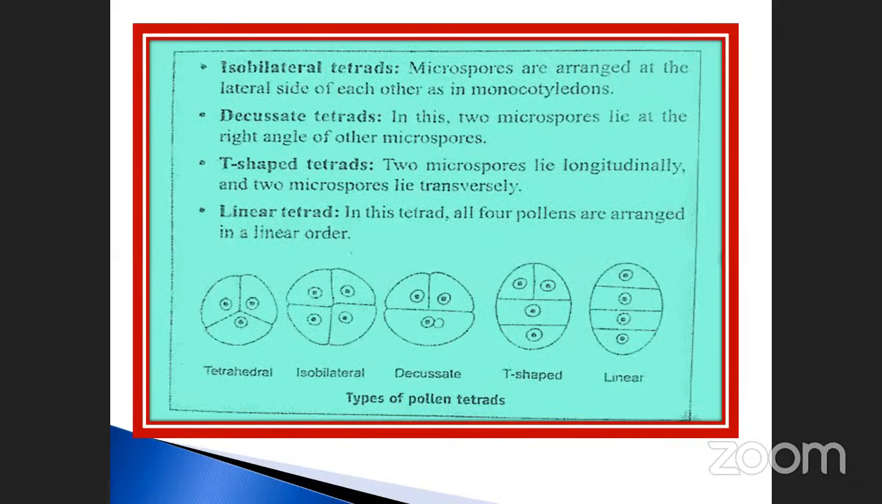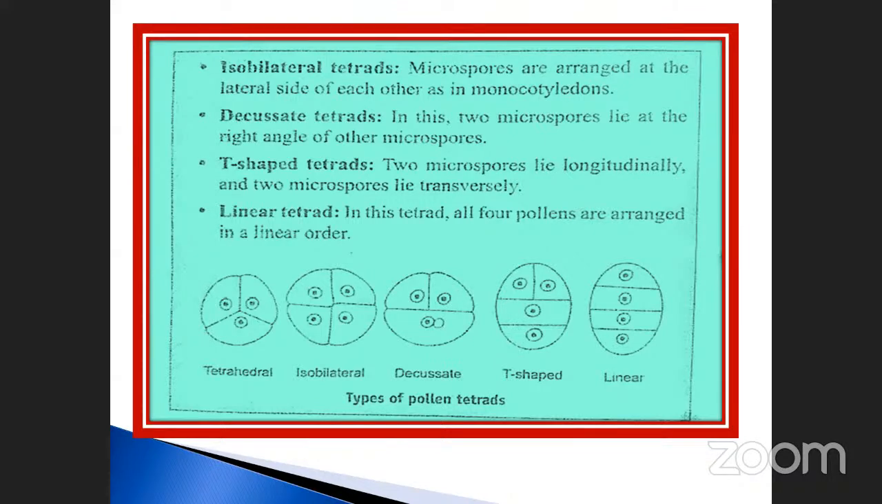See, these are the types of pollen tetrads. We already discussed them: tetrahedral, isobilateral, decussate, T-shaped, and linear. Tetrahedral means tetrad in nature. Isobilateral means microspores are arranged at the lateral side, mostly found in monocotyledons. Decussate: in this, two microspores lie at a right angle to the other microspores.